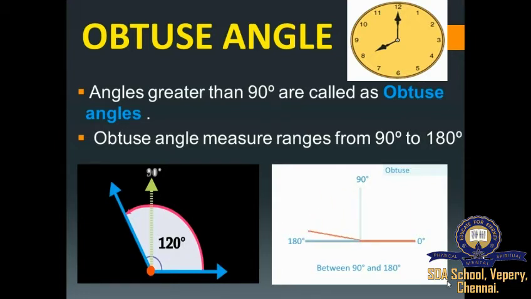So these are the GIFs of obtuse angle. In the first picture you could see that they have mentioned 120 degrees, right? Which is greater than 90 degrees. So angles greater than 90 degrees are said to be obtuse angles.